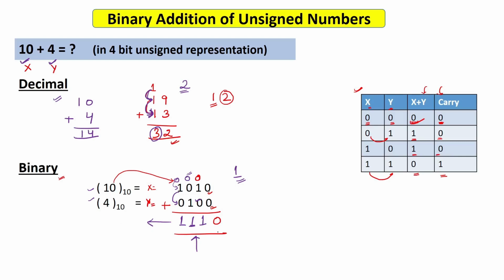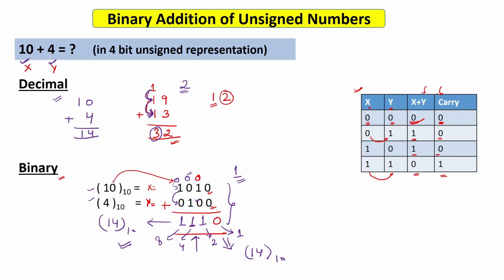So let's see if I am getting 14. If you convert this into decimal, the weight of this is 1, this is 2, this is 4, and this is 8. If you add 8 and 4, that is 12, and 12 plus 2 is 14. That means when I converted this number into decimal, I got 14. So I have got the right answer in binary addition. This way you can add two unsigned numbers.